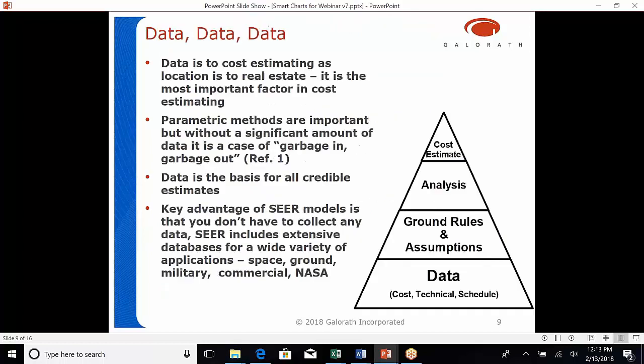When we talk about real estate, the key three factors in real estate have been said to be 1, location, 2, location, 3, location. If we think about cost estimating, you can replace that by data.